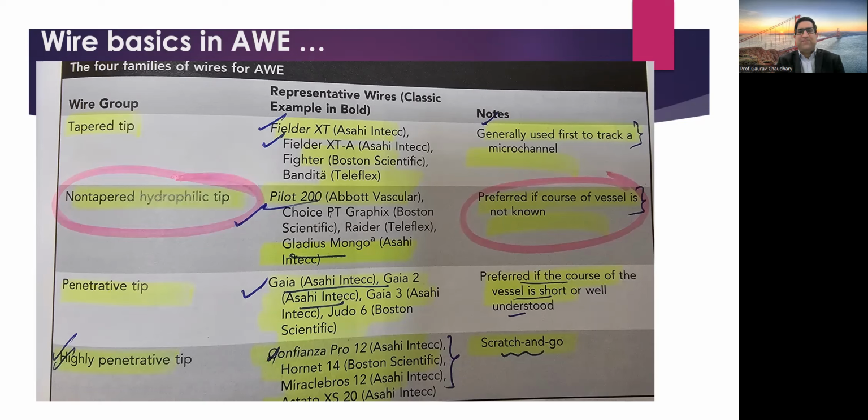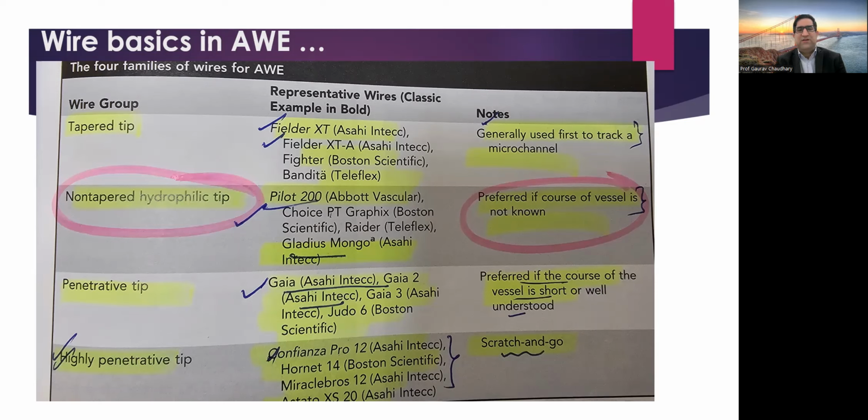And many times when the vessel course is not known, then of course we can take a non-tapered, but again a hydrophilic tip, that is Pilot 200 or Gladius Mongo that is recently available by Asahi Intecc. So we can use the wires that are hydrophilic, but the tip is not tapered. When we don't know the vessel course, then of course these wires are preferred.